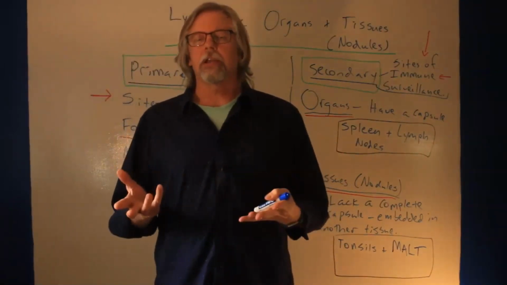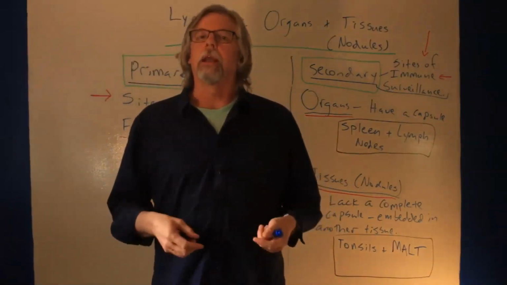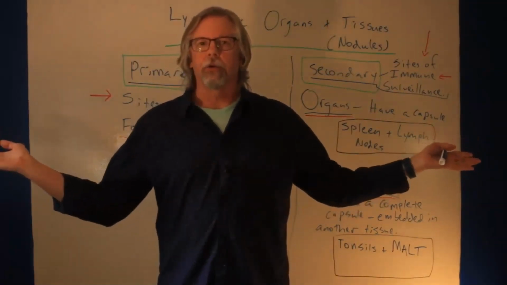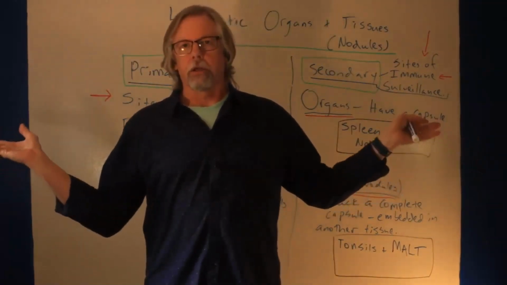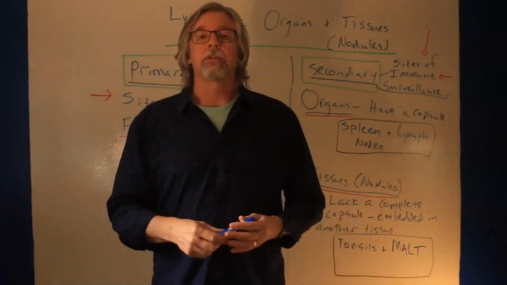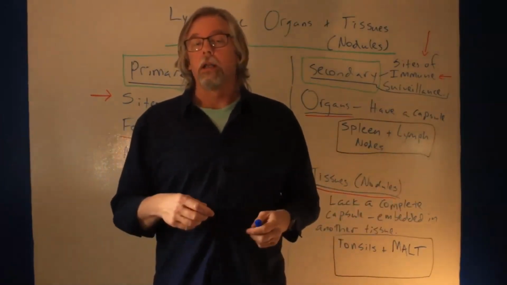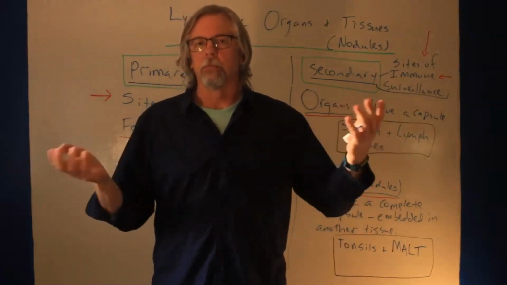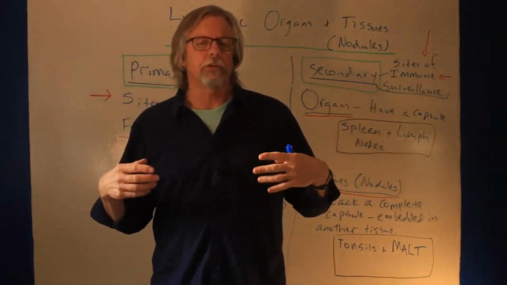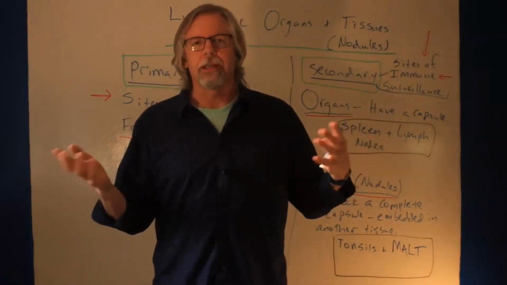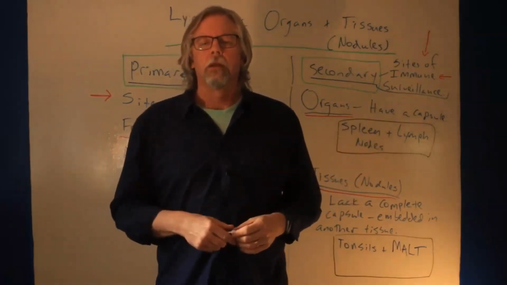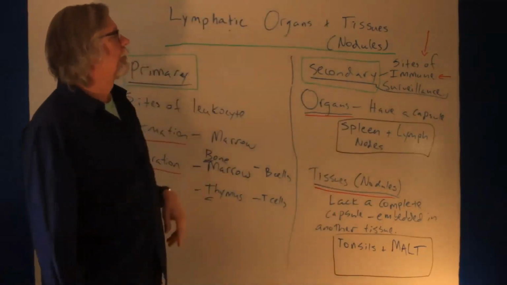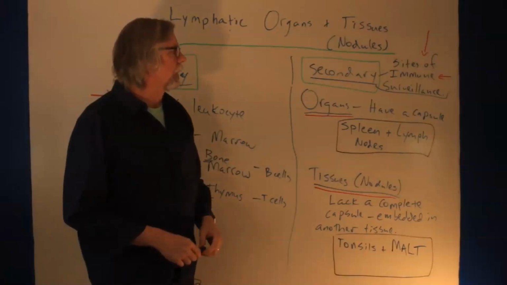So after these cells are formed and they mature, then they're disseminated throughout the body. They're going to go into the bloodstream and they're going to take up residence in places in the body where it's a good, think of it this way, a good place to evaluate what's coming into the body. Maybe susceptible points for pathogens to enter into the body. Okay? And these are the secondary lymphatic organs and tissues.